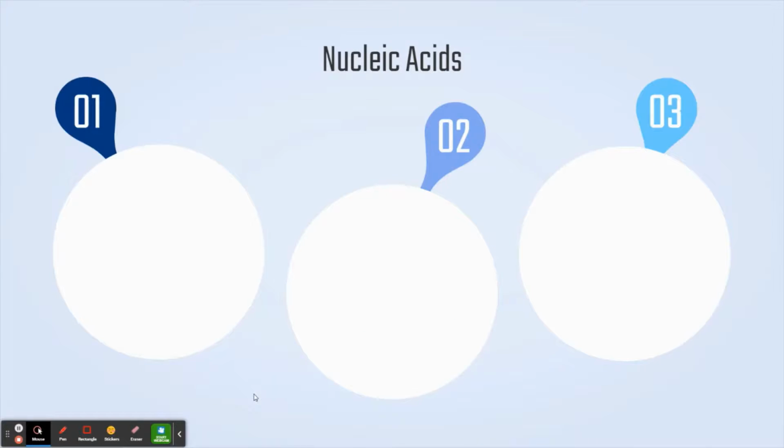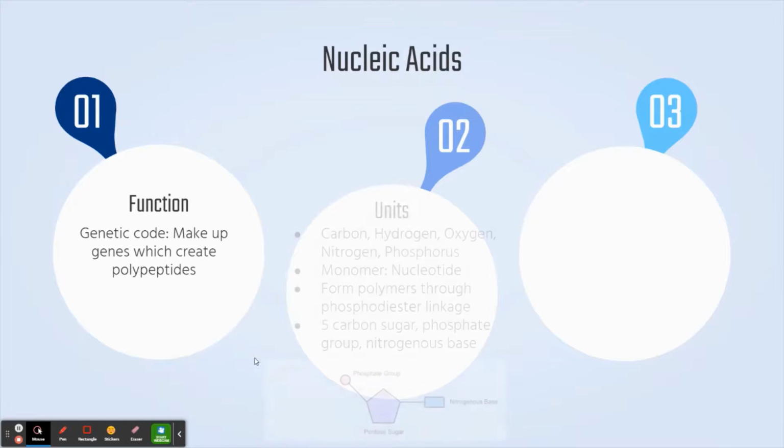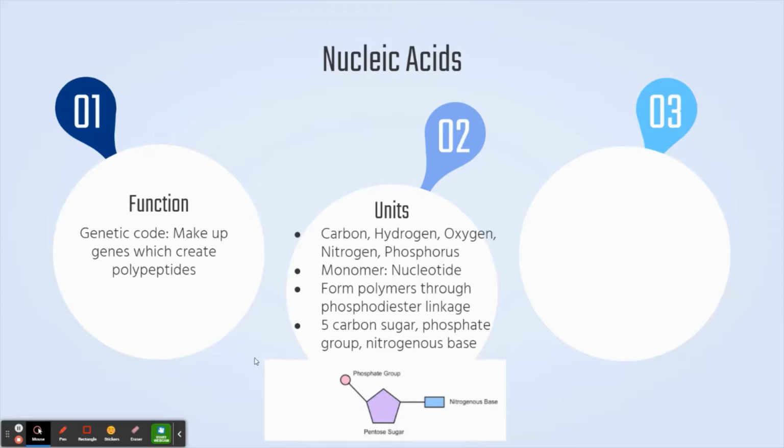So the final macromolecule is the nucleic acids. So what are the functions of nucleic acids? They are our genetic code, and they make up what are called genes, which are actually used to create polypeptides, or the proteins, which function in our body. Nucleic acids are made of carbon, hydrogen, oxygen, nitrogen, and phosphorus. Its monomer is called a nucleotide, and it is composed of a 5-carbon sugar, a phosphate group, and a nitrogenous base. And they form polymers through a phosphodiester linkage.